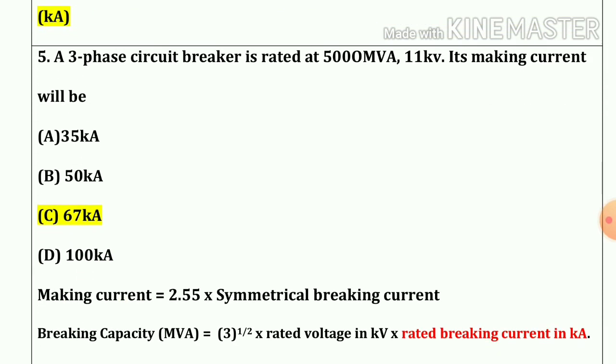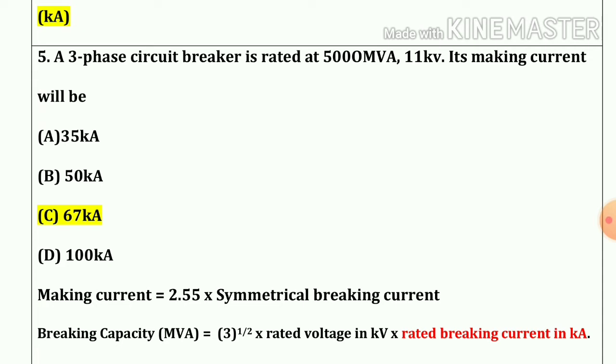Question number 5. Important question this one. A three-phase circuit breaker is rated at 5000 MVA, 11 kV. Find its making current. We have one equation: making current is equal to 2.55 multiplied by symmetrical breaking current. So first of all we have to find out the symmetrical breaking current.